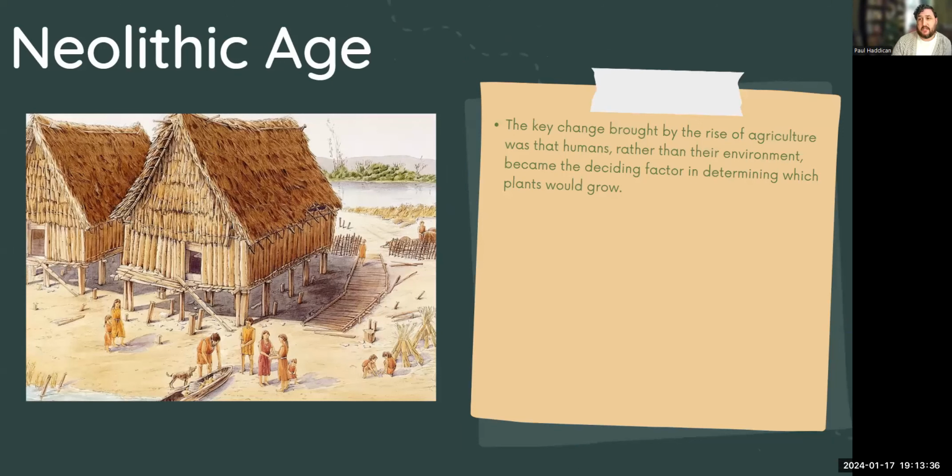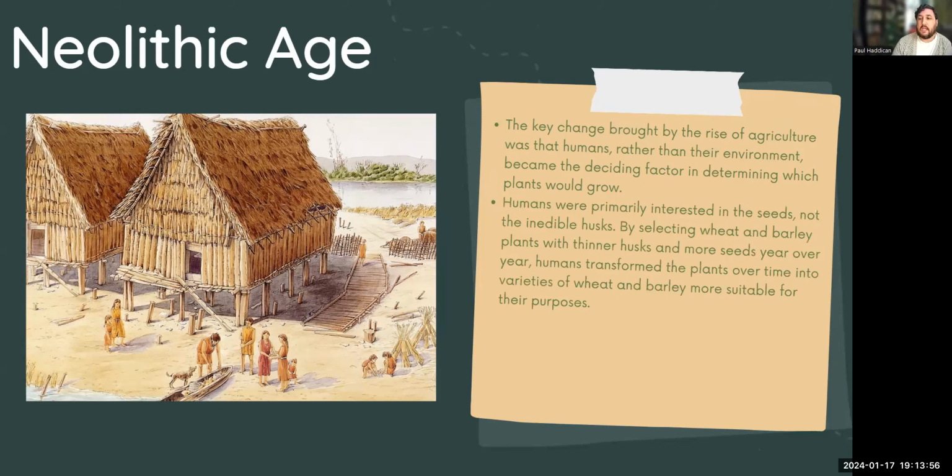A key change that's caused by agriculture is that humans, rather than their environment, become the deciding factor on what plants will grow. Humans start taking the decision into their own hands. They start transforming the land that they're living on to match their needs and match their wants. Humans are going to be primarily interested in seeds, things that are not hard to eat, that don't take a lot of effort or energy to eat. And so they select wheat and barley with thinner husks, and eventually will evolve these plants into what we know them as today because we did it for thousands of years, right?